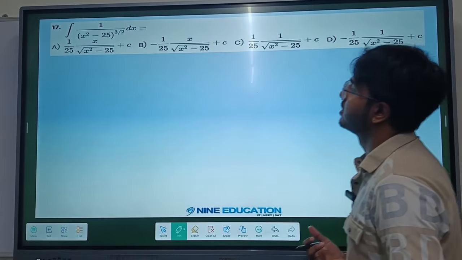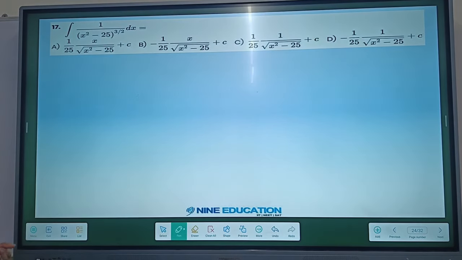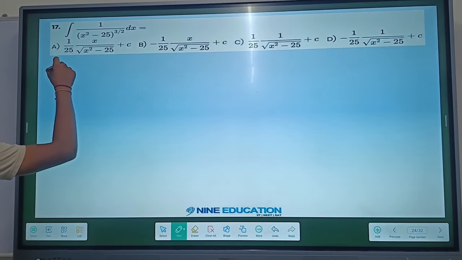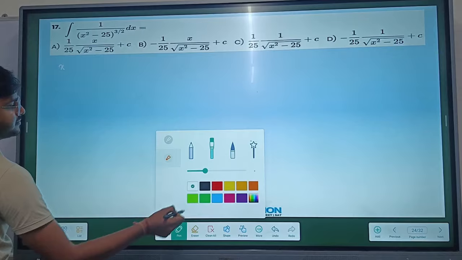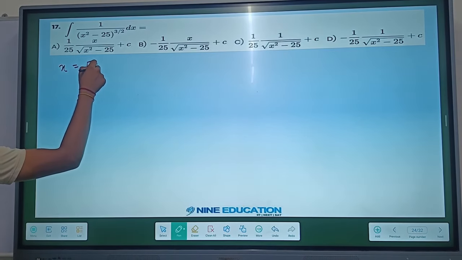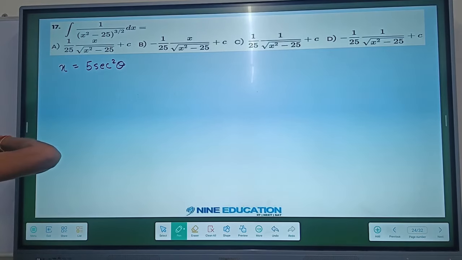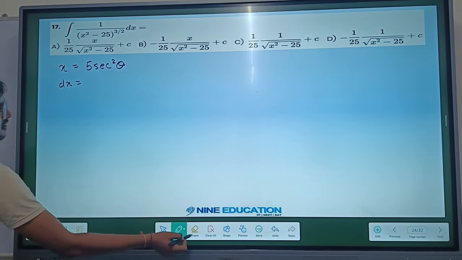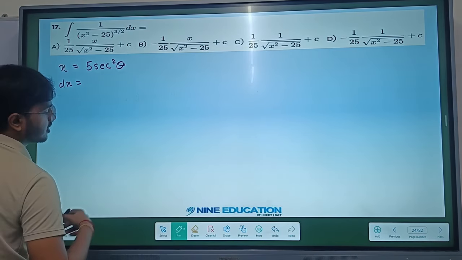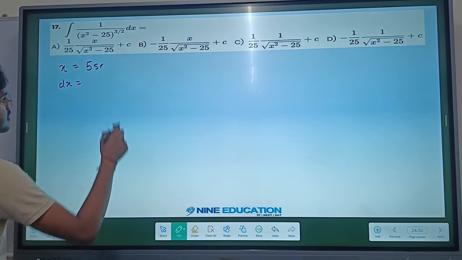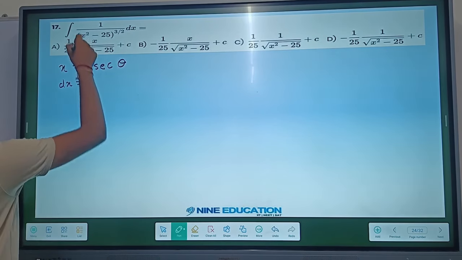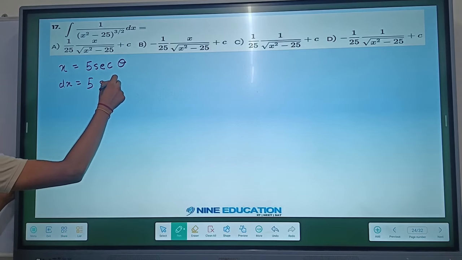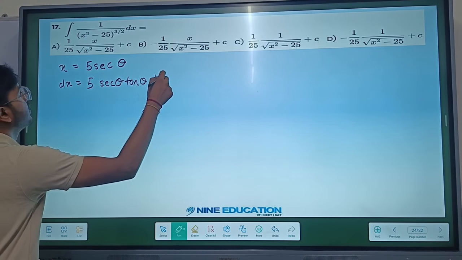Okay, let's move to next question. Integration 1 by x square minus 25 power 3 by 2. X square minus 25. So what should I substitute x as? Something in terms of sec, so that I will get secant square theta minus 1. So I'll substitute x value as 5 secant theta, so that here I'll get secant square theta minus 1. So dx would be, I will substitute as 5 sec theta, not secant square theta, because already x square is there. 5 secant theta differentiation, secant theta tan theta d theta.